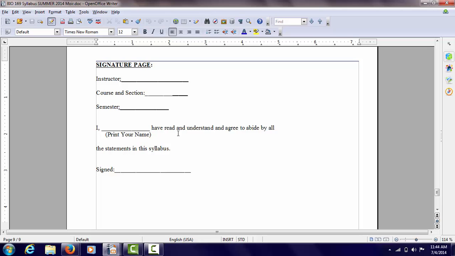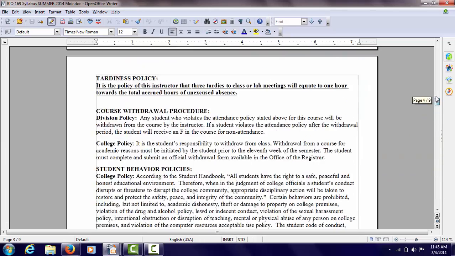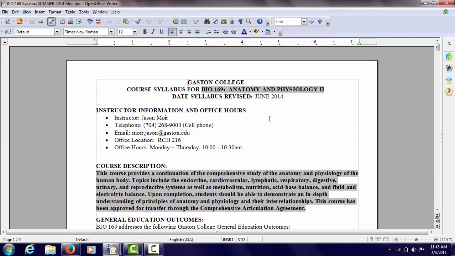And I need this turned in hopefully by the end of the first week of class, because that way you won't forget it and I won't forget it, because you won't be issued a grade for the course until I have one of these in my file. So just go ahead and do that, either first day of class or within the first week of class. So that's the basic syllabus for the course.